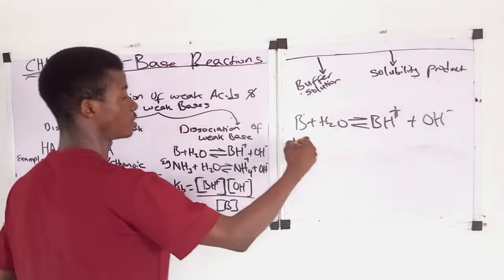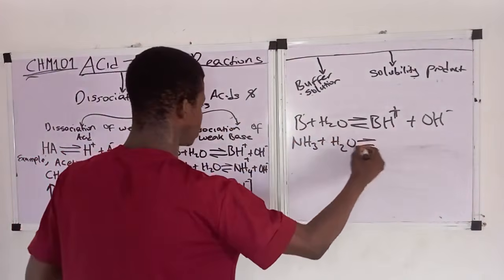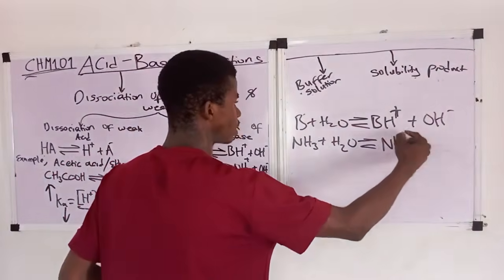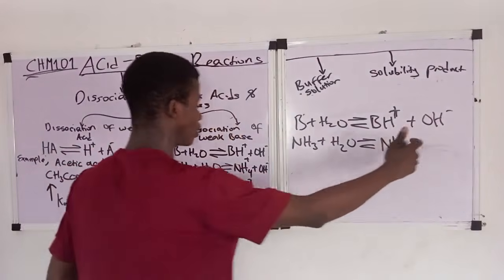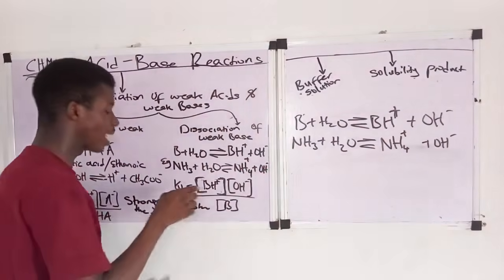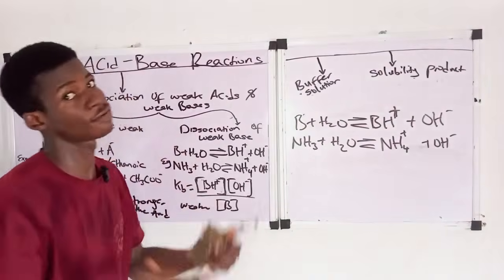When ammonia reacts with water, it does not completely dissociate. It forms the ammonium ion plus hydroxide ion. Now Kb, what is Kb? Kb is known as the dissociation constant for a base.